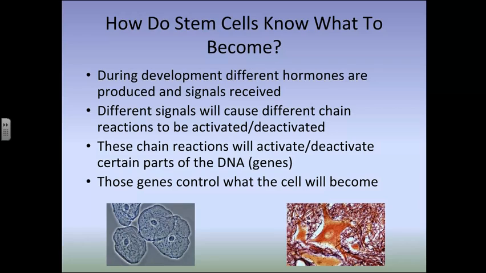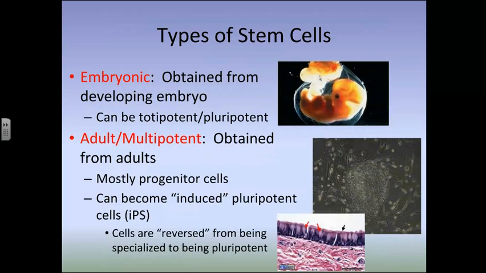How do stem cells know what to become? Well, during development, we're producing different hormones, right? And the hormones switch on and off the genes, and the different signals can cause different chain reactions to be activated or deactivated. And those chain reactions activate and deactivate certain parts of the DNA. Those genes control what that cell is going to become. So we have 2 different kinds of stem cells, really. Well, we really have 3, but we'll get to that in a second.